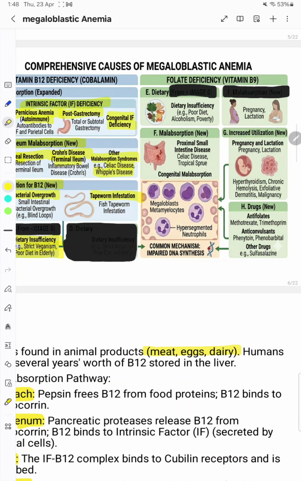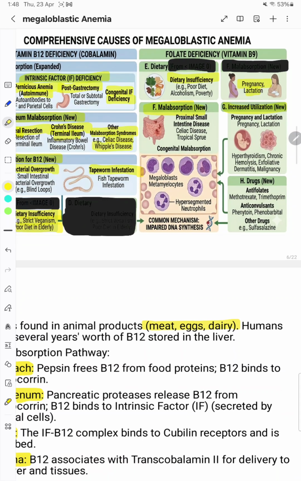Folate deficiency can be due to dietary insufficiency or increased utilization, which is seen in pregnancy and lactation, malabsorption syndrome, and some conditions like hypothyroidism, malignancies, chronic hemolysis, and exfoliative dermatitis.